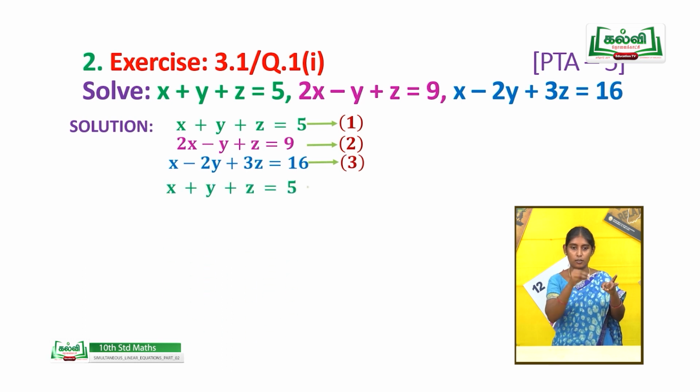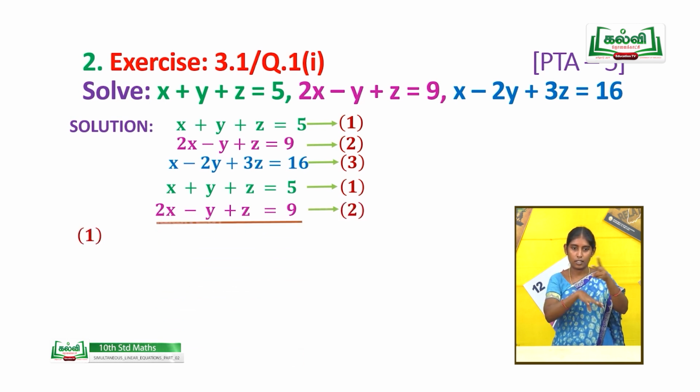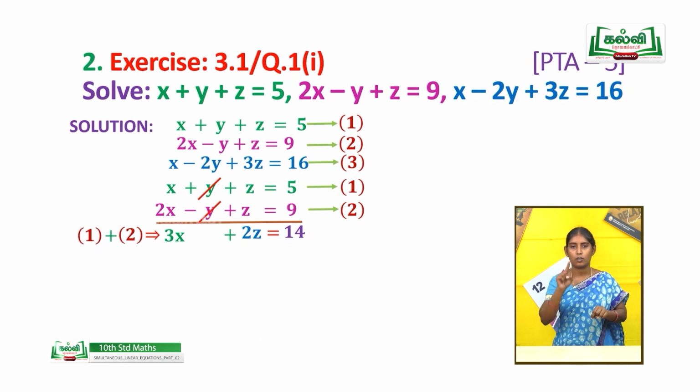So what do we have to do? We should add 1 and 2. By adding 1 and 2, what would happen? y will be cancelled. Plus y and minus y are both cancelled. Now we have to add the x. 2x plus x become 3x. z plus z become plus 2z. And 9 plus 5 become 14. Very simple. So now this is a new equation.